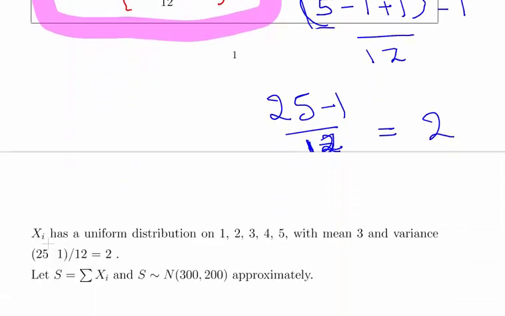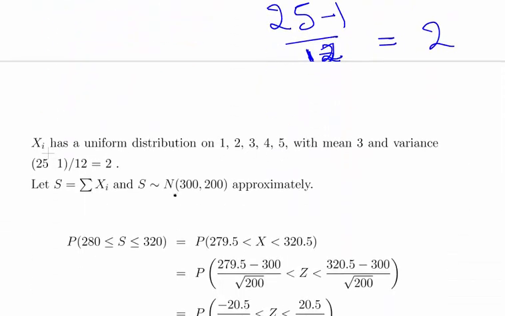So for S, which is the sum of the 100 values, the mean of S is going to be 3 times 100, so we get 300 here. And the variance is going to be 2 times 100, which is 200.